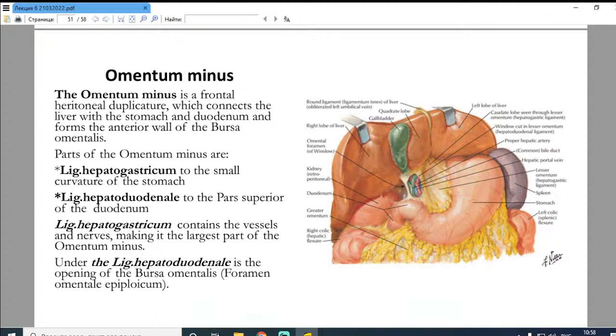Parts of the omentum minus: ligamentum hepatogastricum and ligamentum hepatoduodenale. The ligamentum hepatogastricum contains vessels and nerves, making up the largest part of the omentum minus. Under the ligamentum hepatoduodenale is the opening of the bursa omentalis, the foramen omentale, or foramen epiploicum.